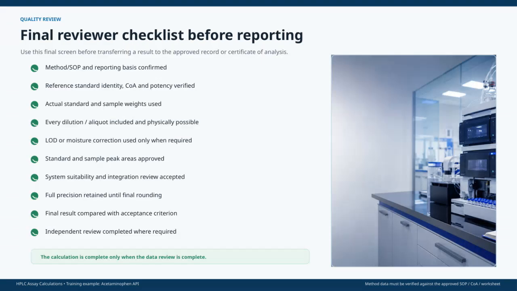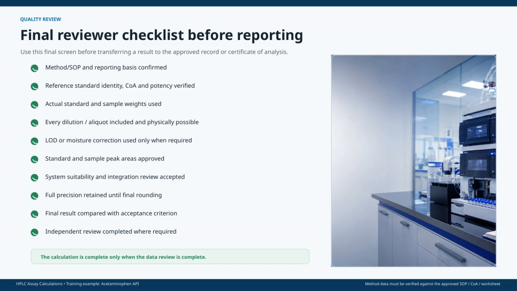Now, let's focus on the quality review step in HPLC assay calculations, using acetaminophen API as an example. It's essential that the method data is thoroughly verified against the approved standard operating procedure, certificate of analysis, and worksheet. Before reporting, we use a final reviewer checklist to ensure everything is accurate and complete. This final review screen is crucial before transferring any result to the official record or certificate of analysis.